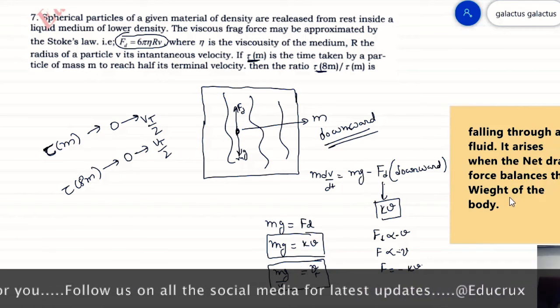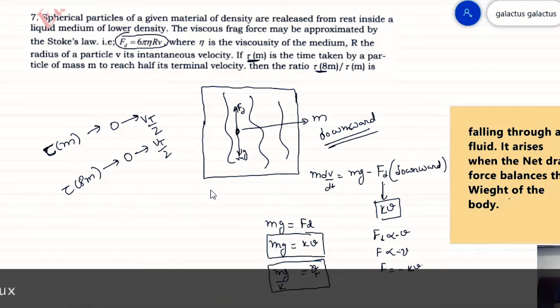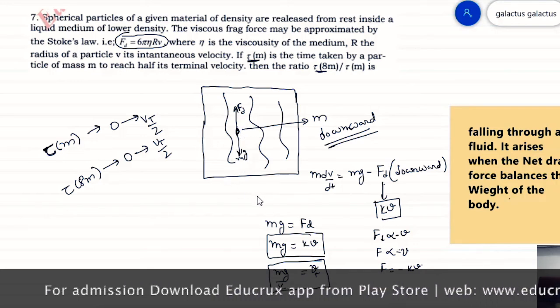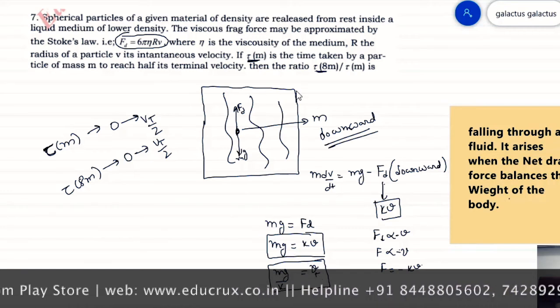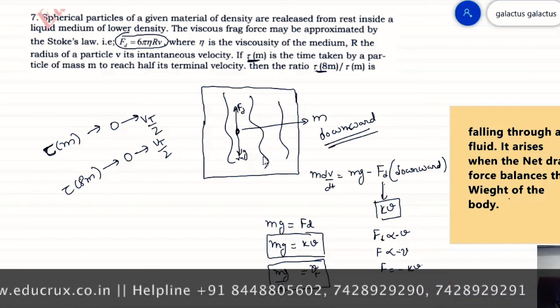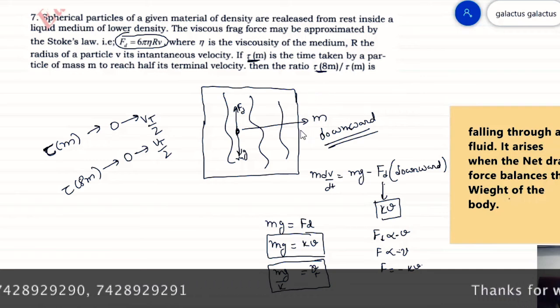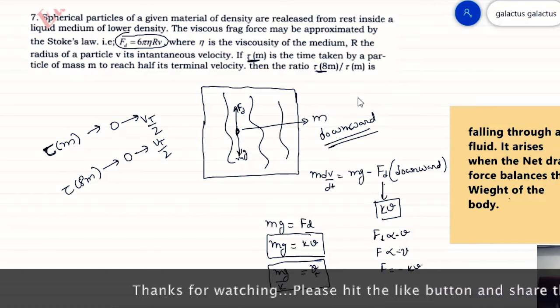So let us now revise again. The velocity of a body inside a fluid is said to be terminal velocity when the net force acting on the body, that is due to the fluid, the drag force, and the weight of the body balance out. At that time the velocity we get is the terminal velocity, and the speciality of this velocity is that it is a constant velocity and it is the maximum constant attainable velocity by a body inside a fluid.